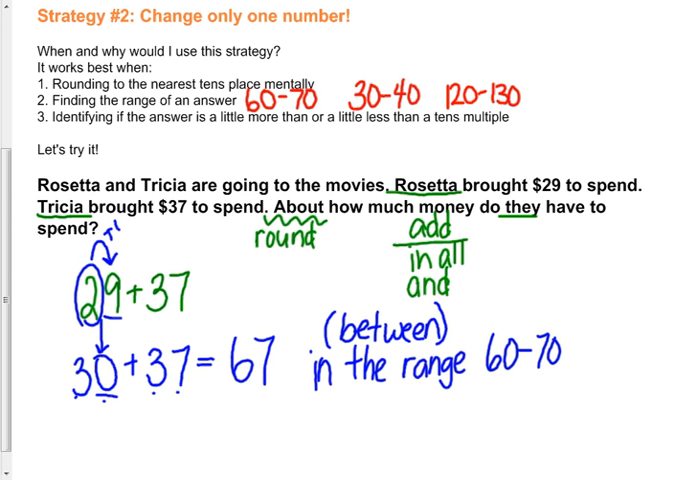And then identify if the answer is a little more than or a little less than a tens multiple. So I see 67 here. Here are two tens multiples, 60 and 70. It's closer to 70, but it's less than. So we have a little less than 70.